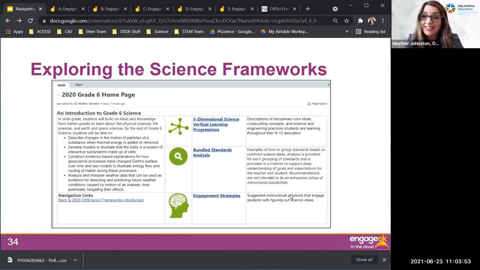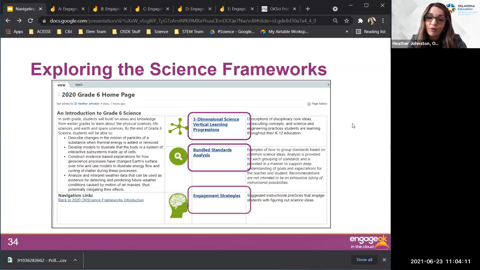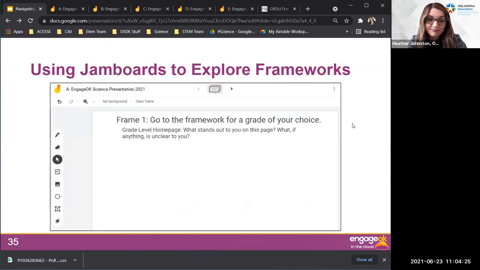And when you select any of those grade levels, everyone has a home page that looks exactly the same. The minor changes would just be what the introduction is. Obviously, 6th grade is going to look a little different than a high school course or an elementary course. But what you will see are 3 categories on the right-hand side. These are all new. And in our first breakout, we are going to focus on these 2 categories. And then we'll look at the vertical learning progressions a little later.